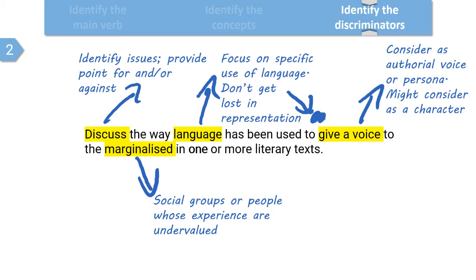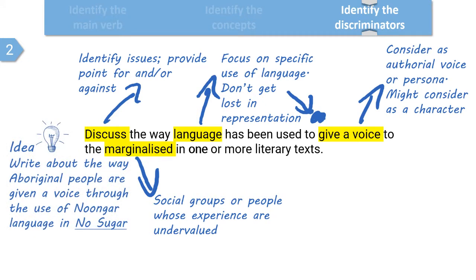This is where it says the way language has been used to give a voice. So here we have to focus on specific use of language and not get lost in other things like representation or character construction. This is about language. So what could I do with that? Well, one way is to write about the way Aboriginal people are given a voice through the use of Noongar language in No Sugar by Jack Davis.